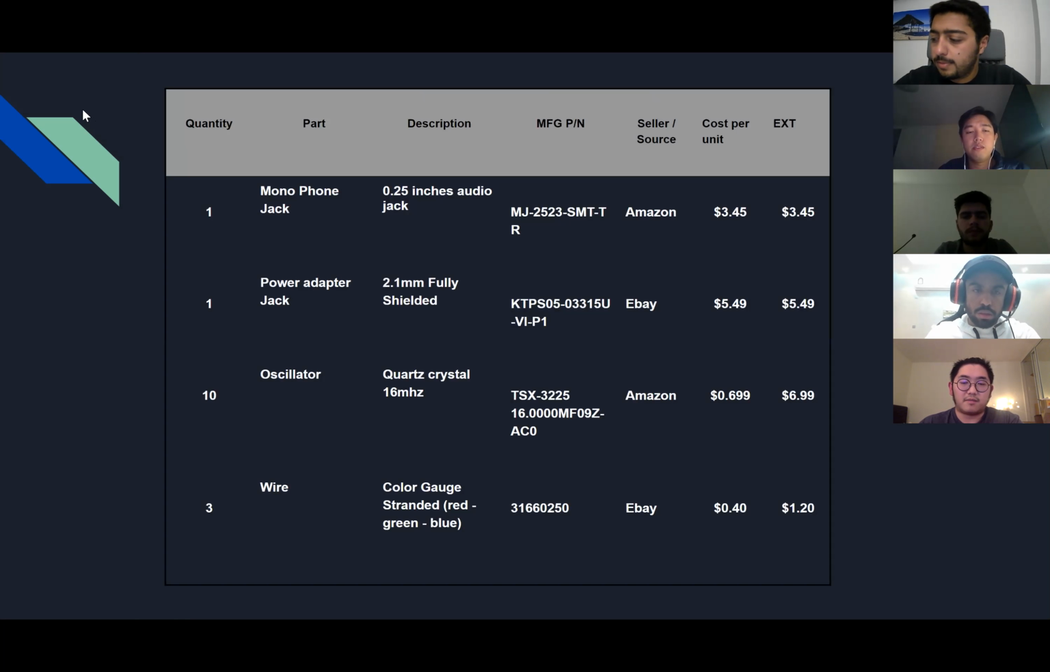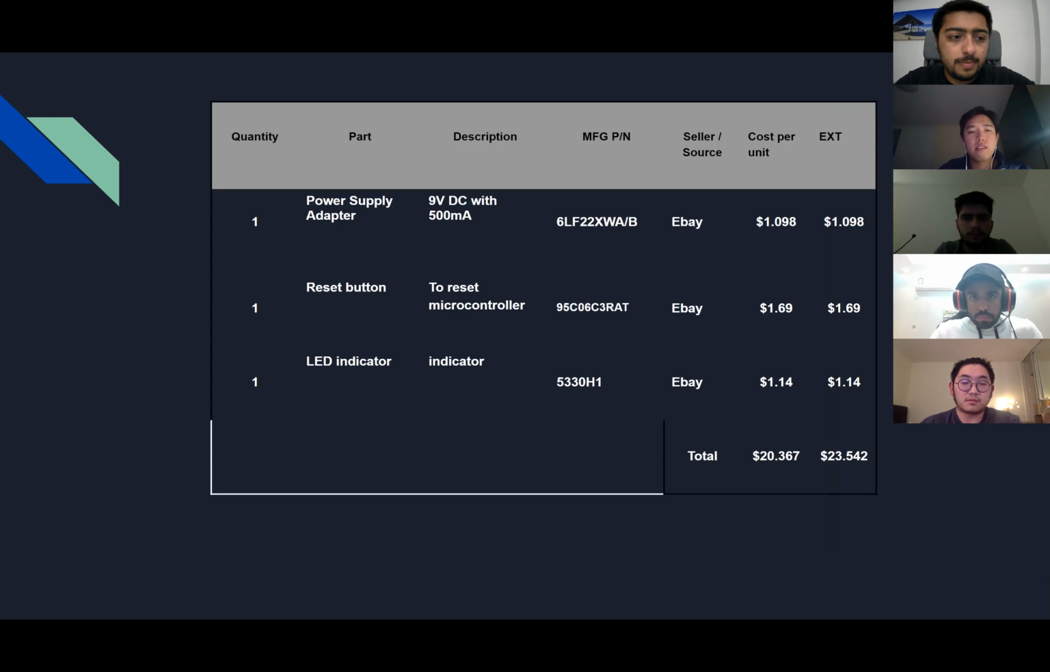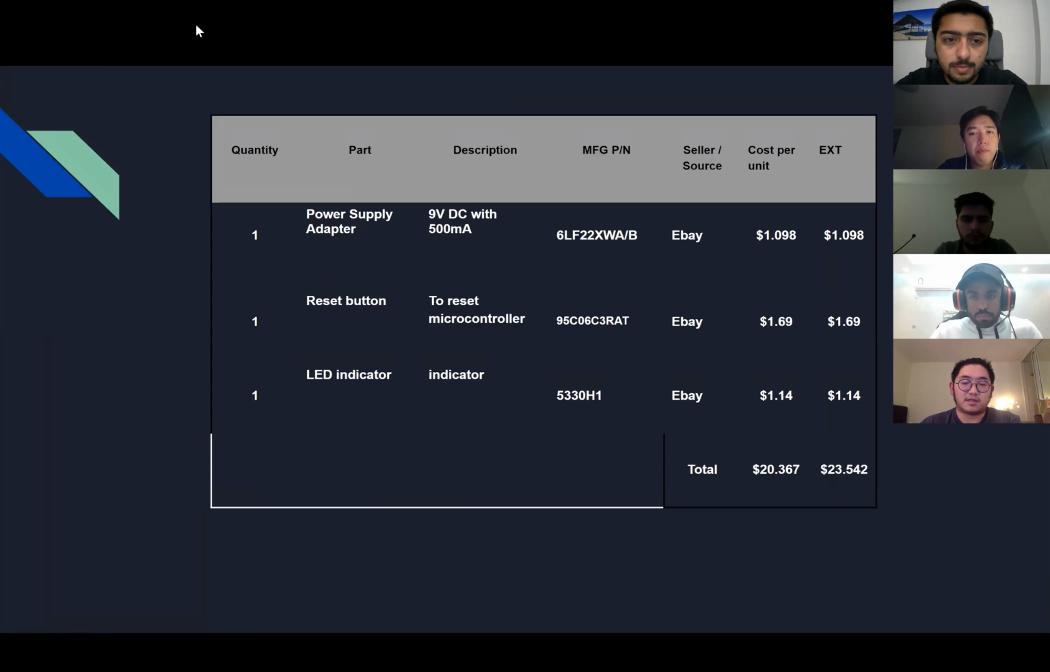The monophone jack and the power adapter jack are required for the power supply and the audio for the printed circuit board. The monophone jack costs $3.45 and the power adapter jack costs $5.49. The crystal oscillator and the wire are also needed for the project implementation. It costs $0.7 for a single oscillator. We decided to buy the power supply adapter from eBay. It costs $1.1. The reset button for the microcontroller costs $1.69. The LED indicator costs $1.14. The total amount that we spent is about $23.554.